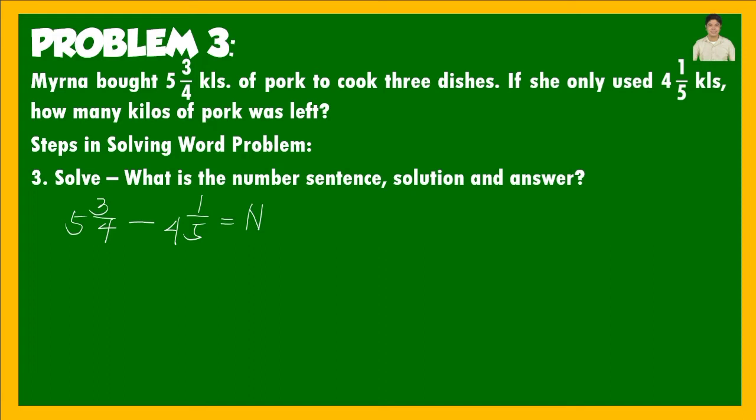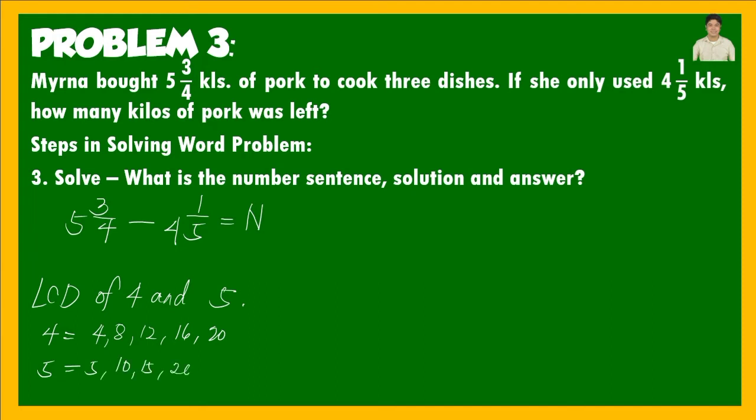So mag-vertical solution tayo sa subtraction para mas makita nating malinaw. But before that, kailangan natin kunin yung LCD ng 3/4 and 1/5. Ayan. Lista natin yung mga multiples ng 4 and 5. 4, 8, 12, 16, 20. 5, 10, 15, 20, 25. So as you can see, na-apply natin dito yung multiples, yung skip counting. So as you can see, 20 is our LCD.